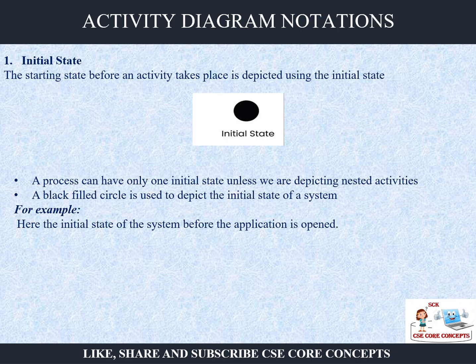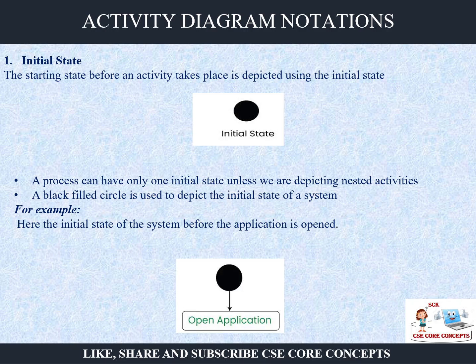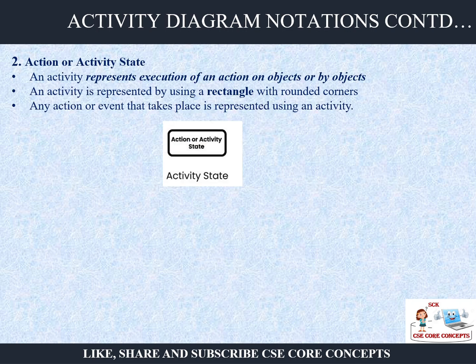So let us understand the notations used in the activity diagram. The first notation is the initial state. It represents the starting state before an activity takes place. A process can have only one initial state, unless you have a nested activity. A dark black filled circle is used to represent an initial state. So if I represent it like this, it shows that the first state here is the initial state. After that, we are opening an application.